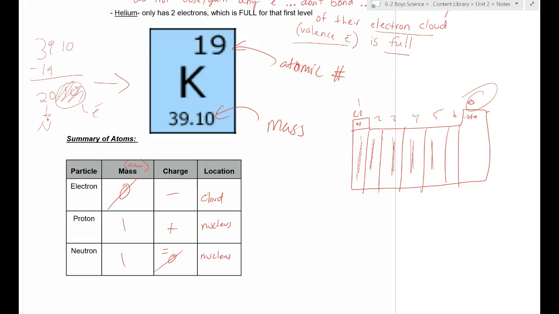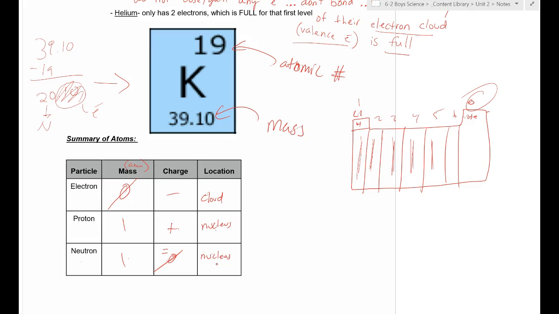Here's just a quick summary of atoms. We're looking at mass, charge, and location. Electrons essentially have no mass, a negative charge, and are found in a cloud. Protons have a mass of 1 AMU, are positively charged, and are in the nucleus. Neutrons are 1 AMU. They are neutral, so you could either put an equal sign, or I just put a circle with a cross through it, showing that there is no charge, and the location, again, is found in the nucleus.